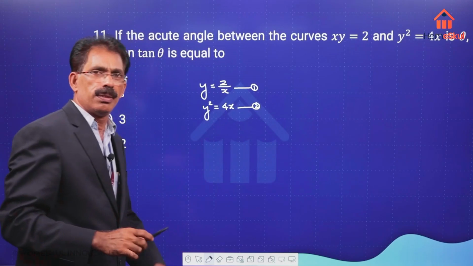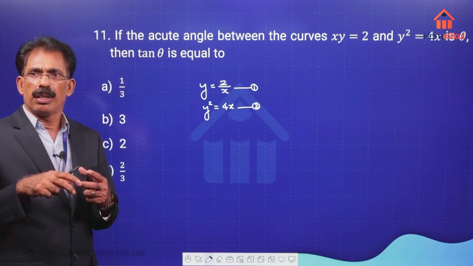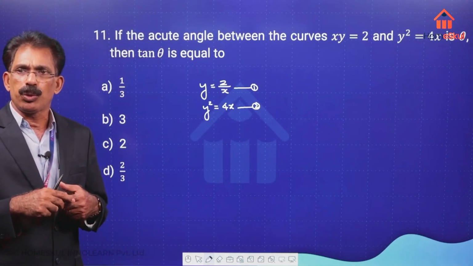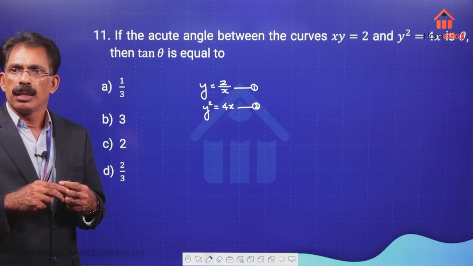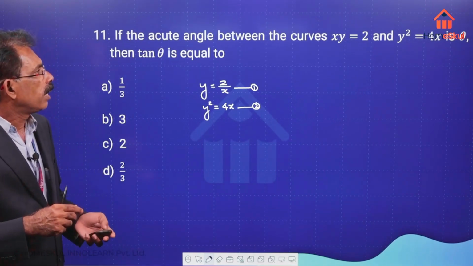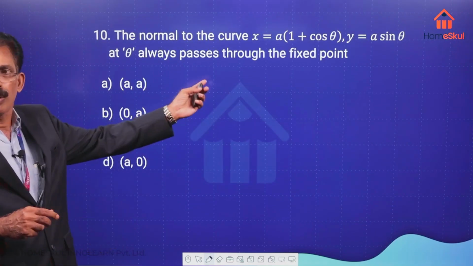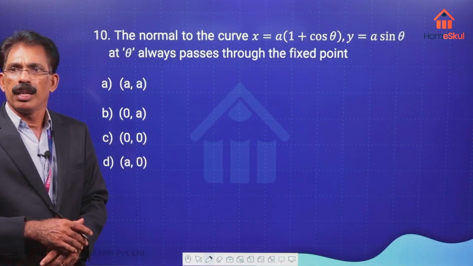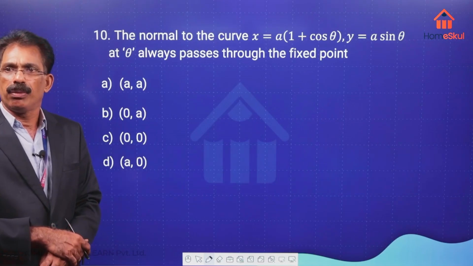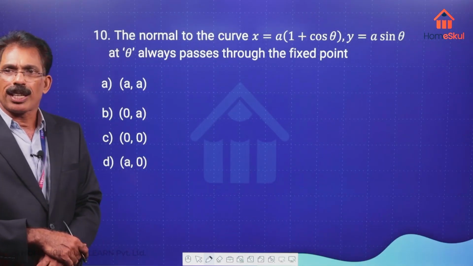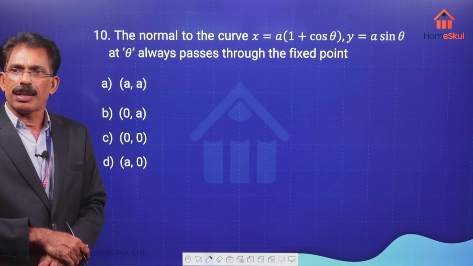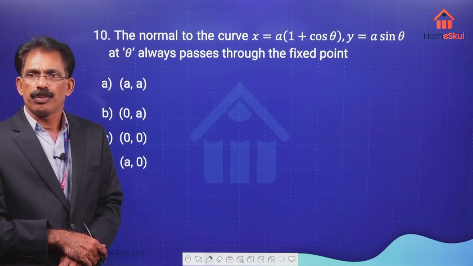Do you know the equation for finding the angle between two curves? Angle between two curves, which is a parametric form, which was in that one. Yes, absolutely correct, it is a parametric form. Ganesh, it's a parametric form. The dy by dx is equal to dy by d theta divided by dx by d theta. It's a formula.